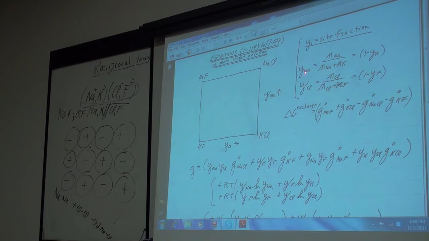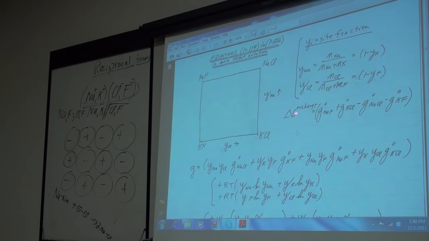Okay, so the site fraction of sodium is simply the number of sodiums over the number of sodiums plus potassium. So it's sodium over sodium plus potassium, the fraction of these sites that are occupied by sodium, and this is 1 minus the site fraction of potassium, since we're assuming that only sodium and potassium can go on these sites. And the site fraction of chlorine is the chlorine over chlorine plus fluorine, which is 1 minus the site fraction of fluorine.